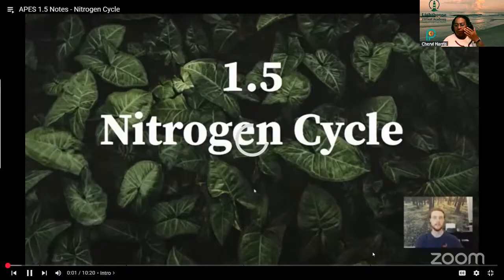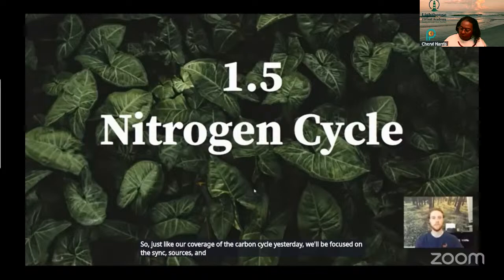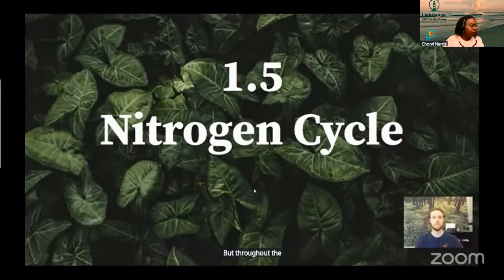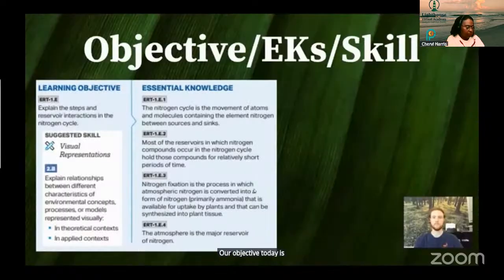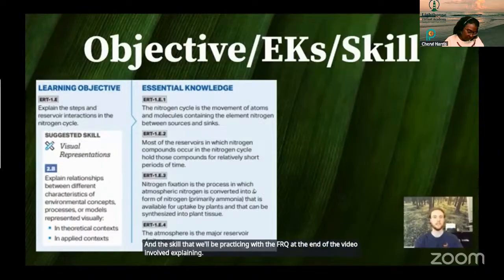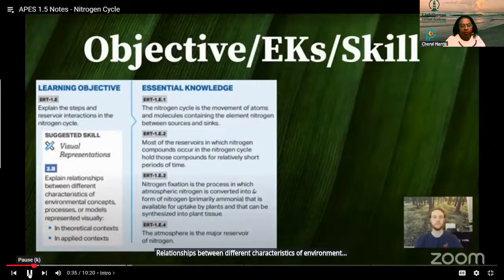Today we'll be covering topic 1.5, which is the nitrogen cycle. So just like our coverage of the carbon cycle yesterday, we'll be focused on the sinks, sources, and reservoirs of the nitrogen cycle. But throughout the video, we'll point out how the nitrogen cycle differs from the carbon cycle in some really important ways. Our objective today is to be able to explain the steps and reservoir interactions in the nitrogen cycle. And the skill that we'll be practicing with the FRQ at the end of the video involves explaining relationships between different characteristics of environmental concepts that are represented visually.